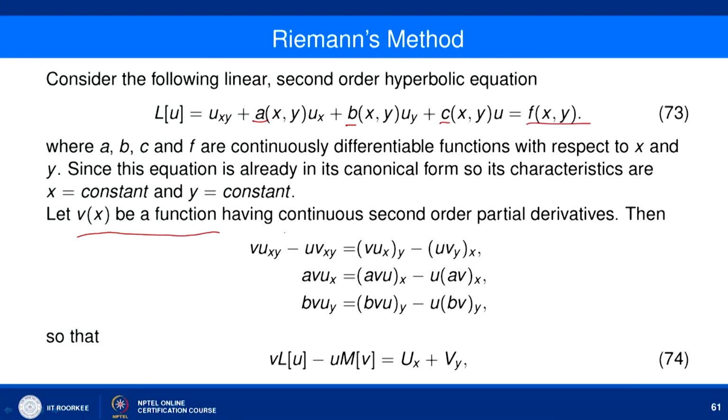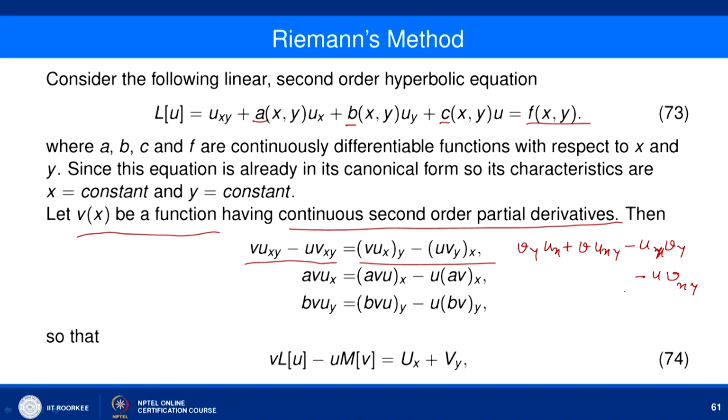For that, let us assume v(x,y) is another function having continuous second order partial derivatives. Now, let us look at the following identities. First thing is v u_xy minus u v_xy. This I can write as v u_xy minus u v_yx. If you simplify this, it is v_y u_x plus v u_xy minus u_x v_y minus u v_yx, right. And if you cancel u_x and v_y here, then what you will get is v u_xy minus u v_xy, that is what we have written here. So, this is the identity we are using.